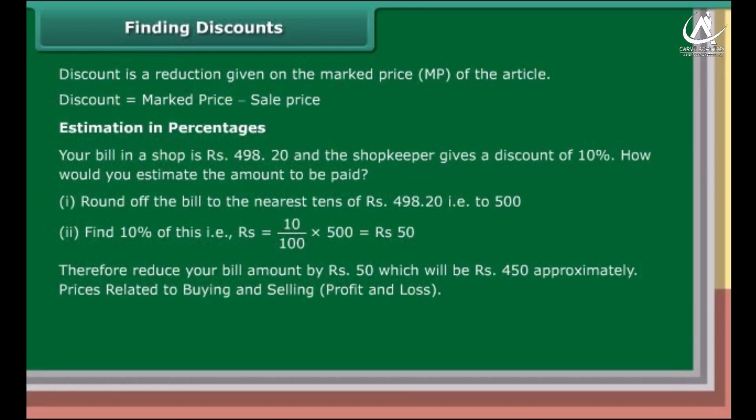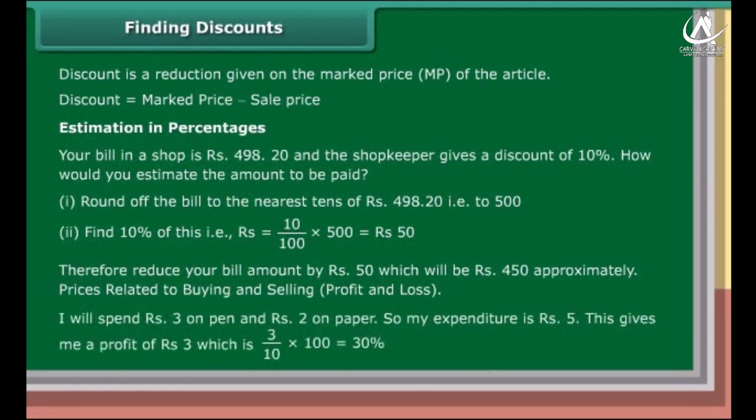Price related to buying and selling, profit and loss. I will spend rupees 3 on pen and rupees 2 on paper. So my expenditure is rupees 5. This gives me a profit of rupees 3, which is 3 upon 10 into 100, equal to 30%.